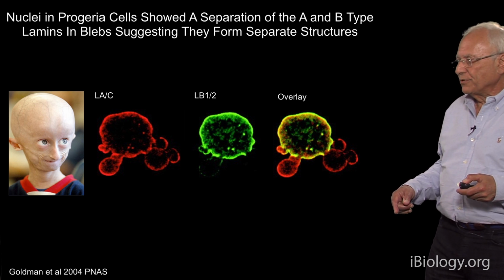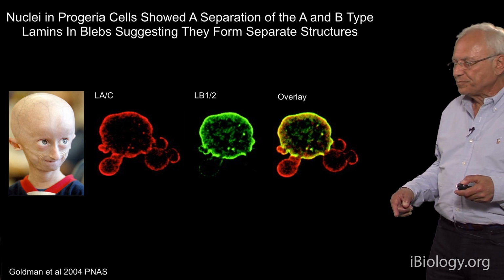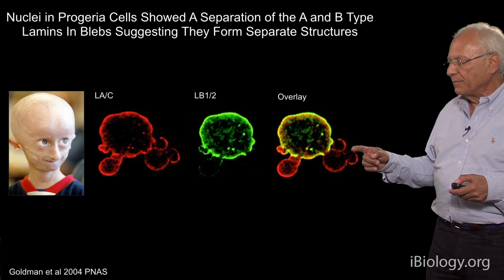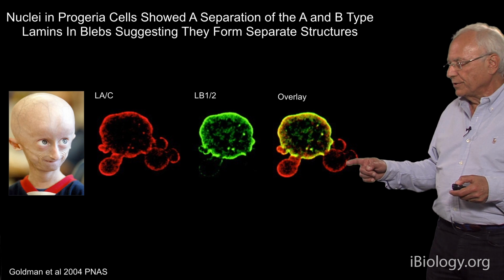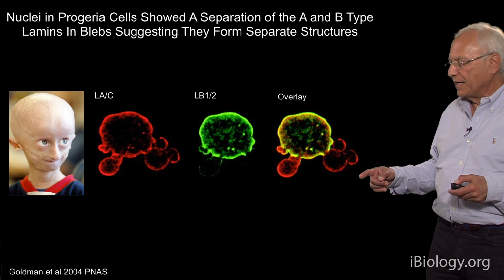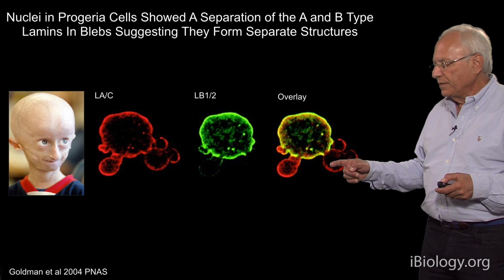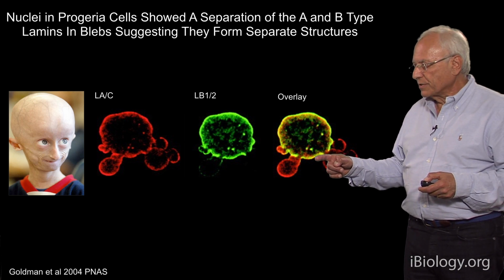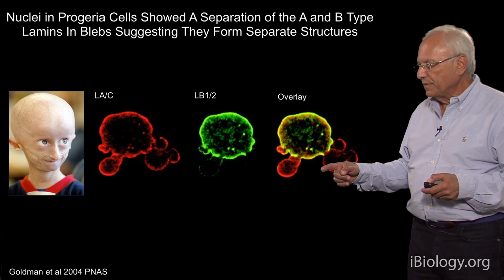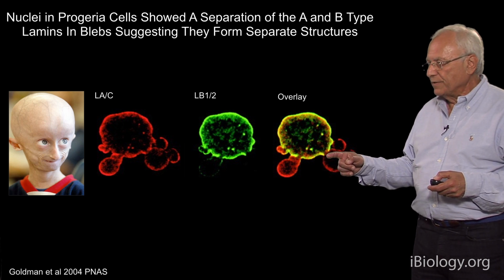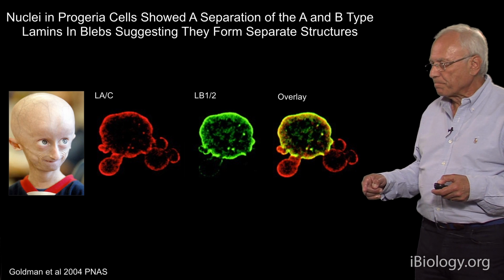And the nuclei in progeria cells also showed a rather remarkable separation of the A and B type lamins. I showed this picture earlier, but here it is at a higher magnification. And you can see in red lamin A, and you can see the B type lamins are excluded from these large blebs, but are present in the other non-bleb region of the nuclear surface.